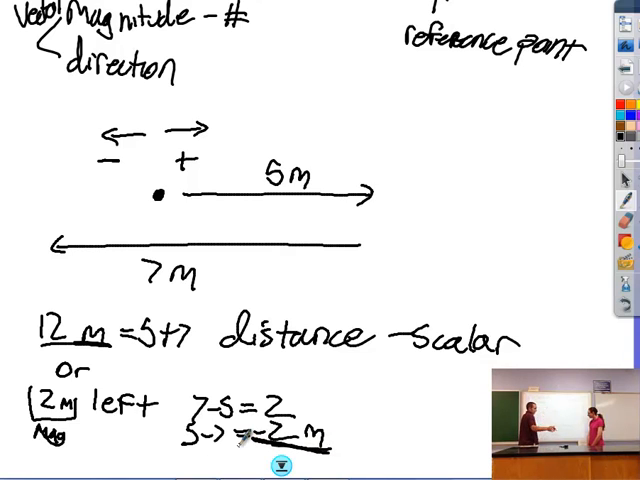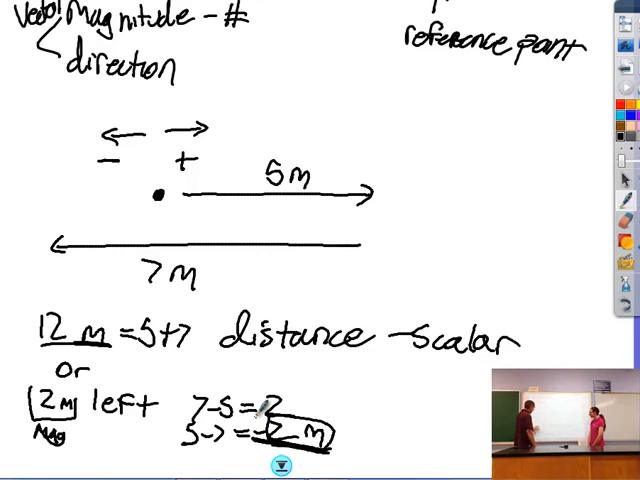If I just want the scalar part of it, or the magnitude part of it, we would just say 2 meters. We would leave off the negative. Okay. So magnitude tells me how far, how many. That sign gives me the direction. Okay, so the magnitude isn't negative 2 meters, you're saying? No, the magnitude is not negative 2 meters. Magnitude is just 2 meters.